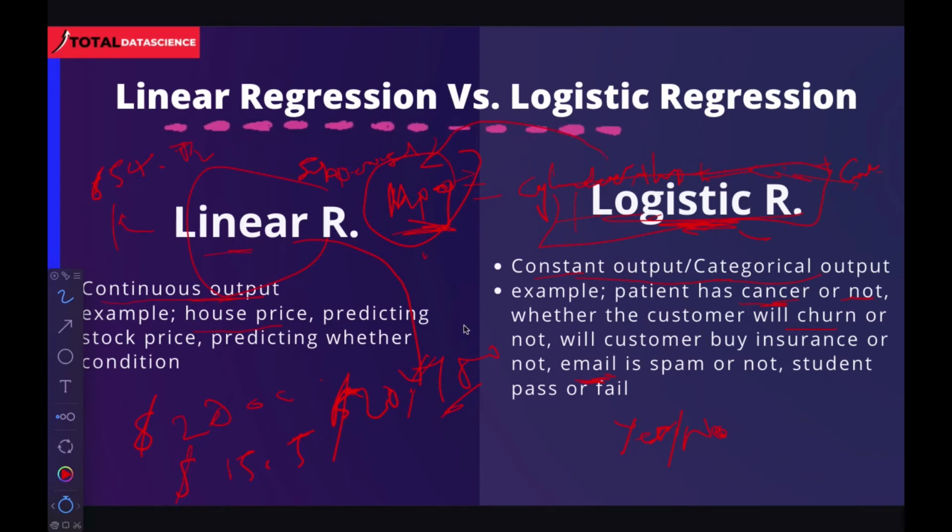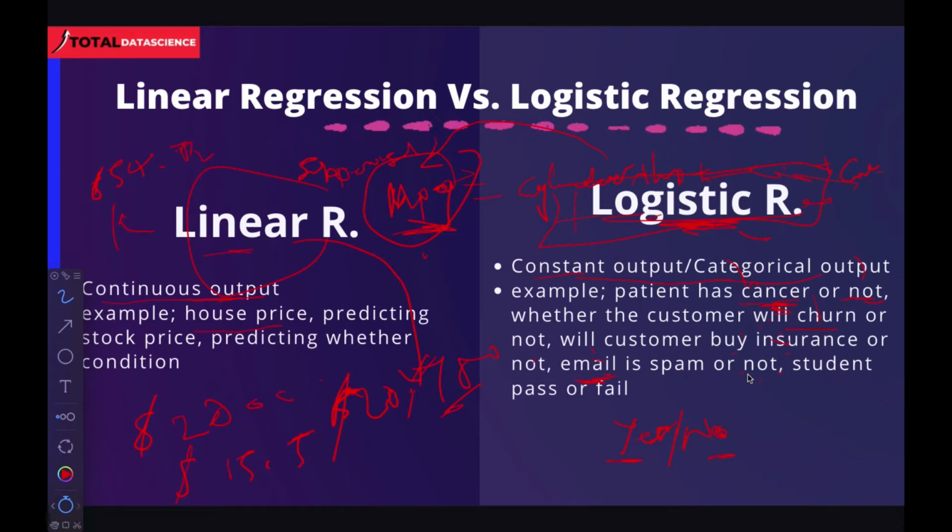Also, don't forget, although the name is logistic regression, basically we use it for classification problems, like for instance, yes or no. Whether a patient has cancer or not is a classification problem. We are classifying the patients into cancer patients or not cancer patients. Or whether the person will churn or not churn, whether a customer will buy an insurance or not, whether an email is a spam or not a spam.